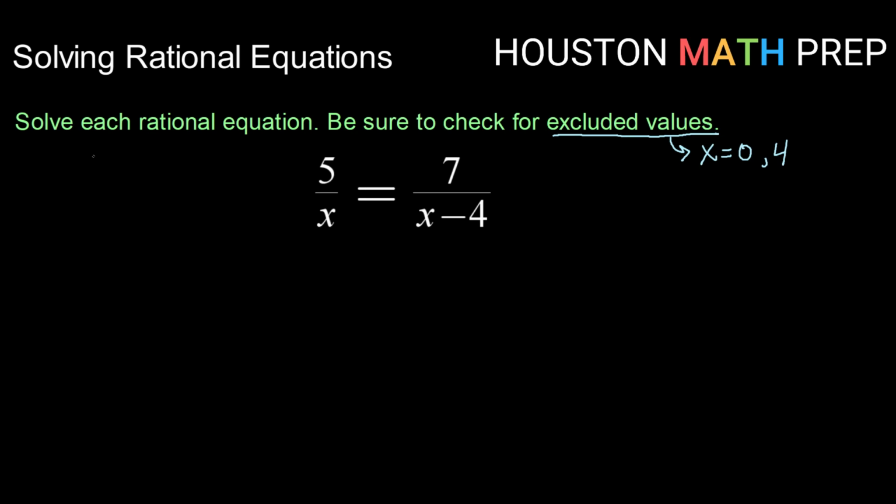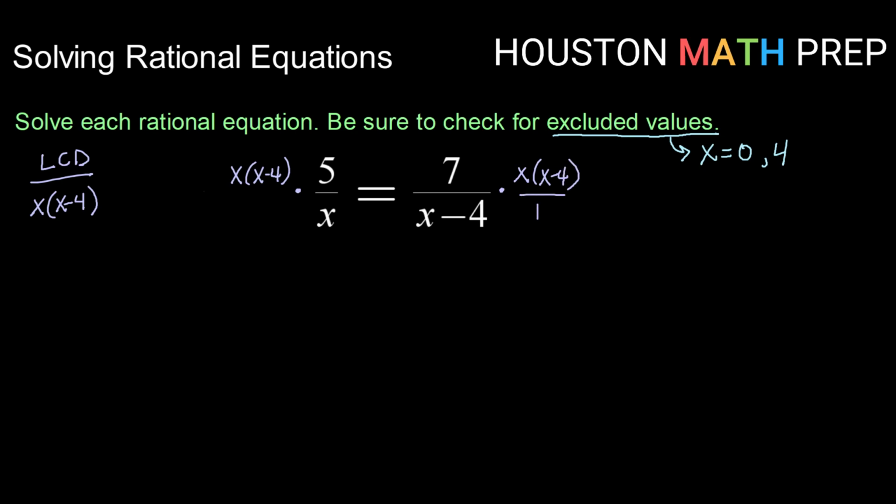Now that we have that down, let's go ahead and figure out our least common denominator. So in this case, that least common denominator is going to come from, again, the product of our two denominators, x times x minus 4. So I'm going to go ahead and multiply both sides times x minus 4.